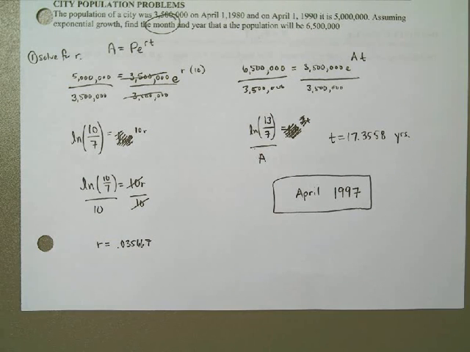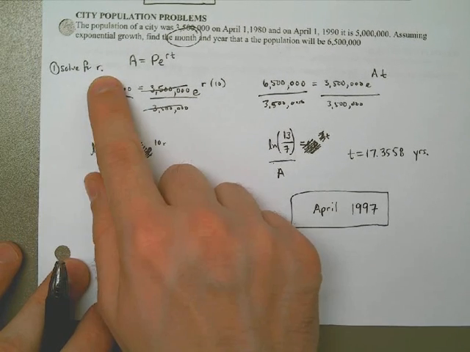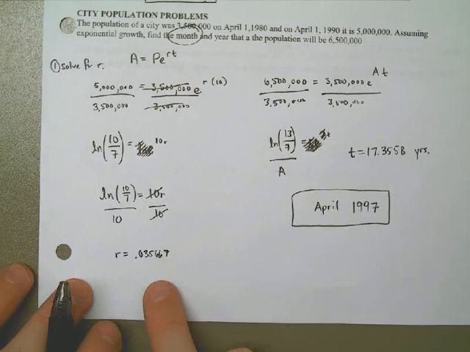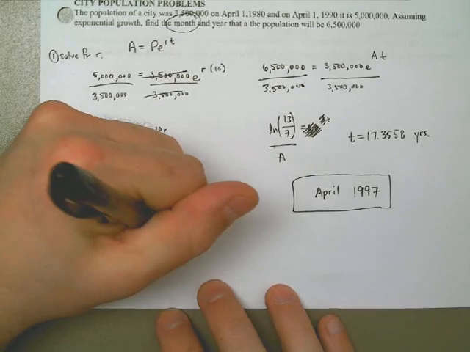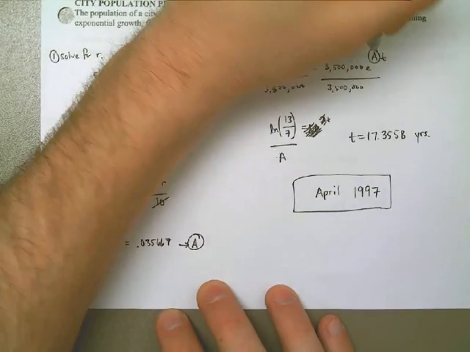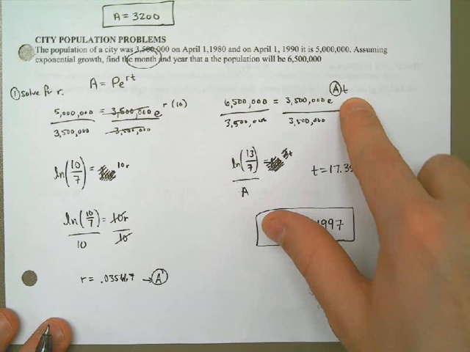So once again, before I turn this video off, two steps to doing these population problems. Step 1, solve for the growth rate. Step 2, and if you need to, take that and store it in your calculator. I'm going to call that A. But then once we have the growth rate, we use that growth rate to solve, usually for a time period.